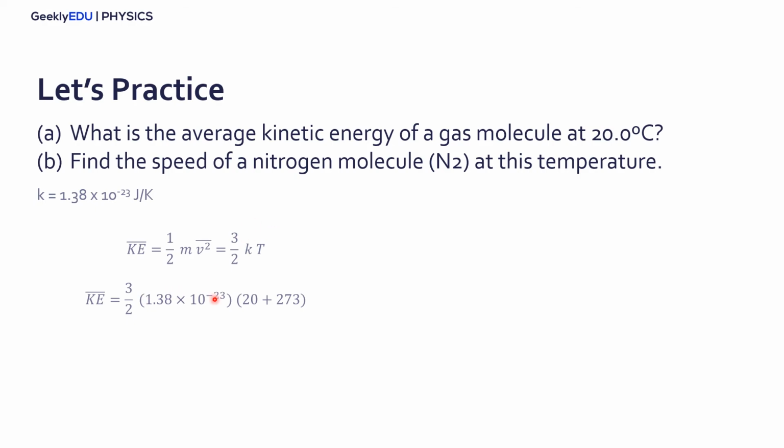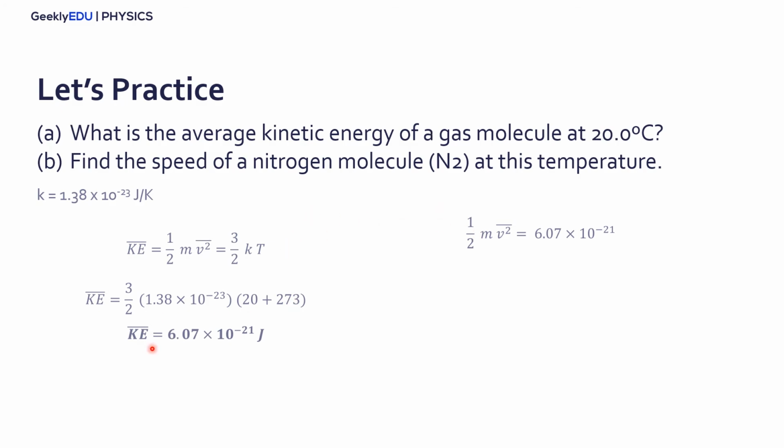So we can add the values now. Remember, it's the absolute temperature, so it needs to be in Kelvin here. And we have that the average kinetic energy for this gas molecule is 6.07 times 10 to the negative 21 joules. Now to find the speed of the nitrogen molecule, we can use the same formula.